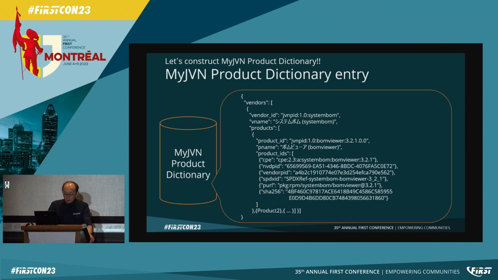This figure illustrates an example of a MyJVN Product Dictionary entry, showcasing the practical implementation of the proposed software product identification scheme. The example entry includes essential information such as the vendor and product details, utilizing the proposed identification scheme.